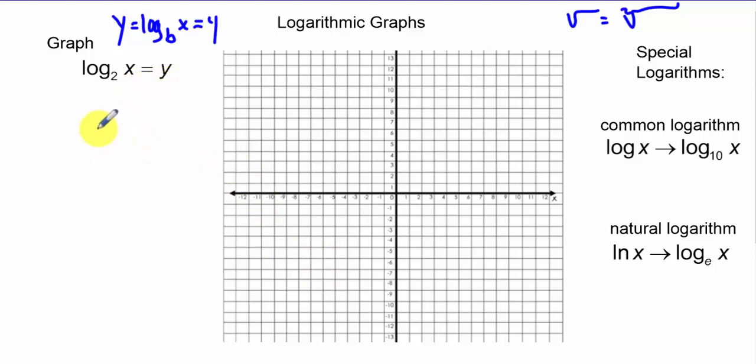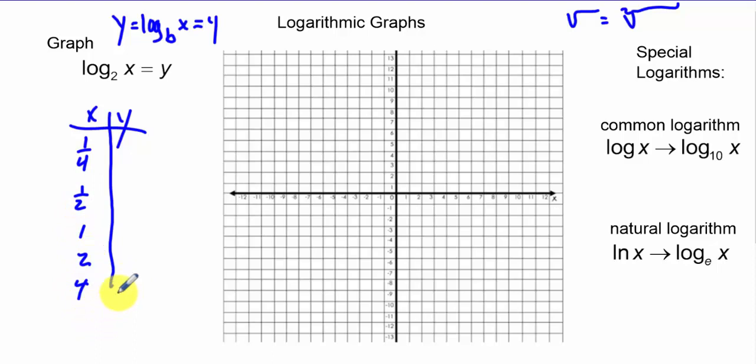Log base 2 of x, we need to set up a chart, plug in x's and y's. Now remember, this says what power of 2 is this number? So I need to pick powers of 2, like a quarter, a half, 1, 2, and 4. So what power of 2 is 4? That's 2. What power of 2 is 2? 1. What power of 2 is 1? 0. What power of 2 is a half? Negative 1. And what power of 2 is a quarter? Negative 2.